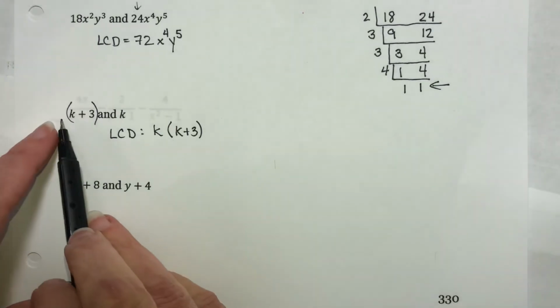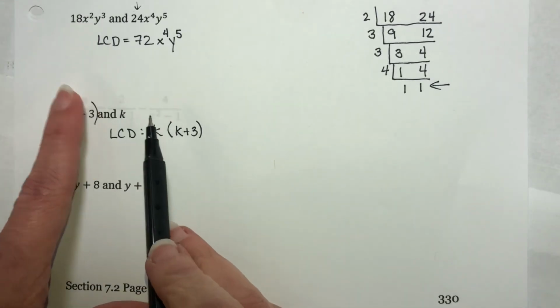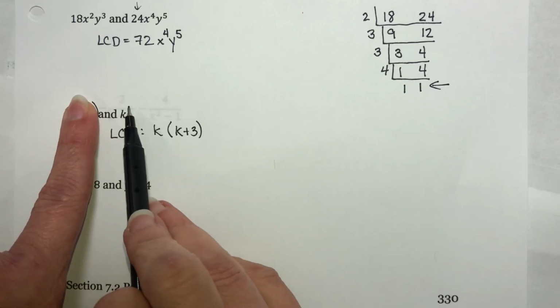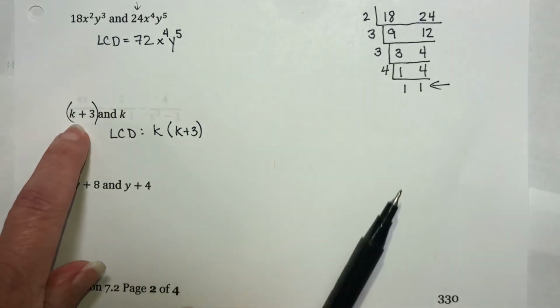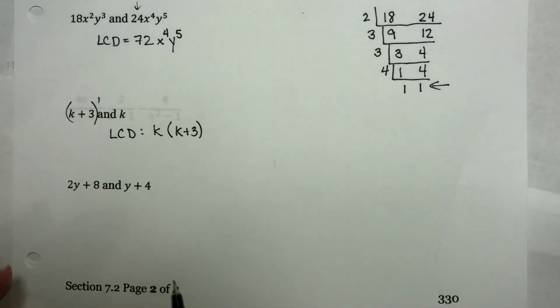Okay, so I don't look at this K plus 3 to find out what exponent goes on the K. I only look on where I have simply a K. If that's a first power, that's a first power. The only place I have a K plus 3 is here, and it is an understood first power on the outside as well. So this is your LCD.